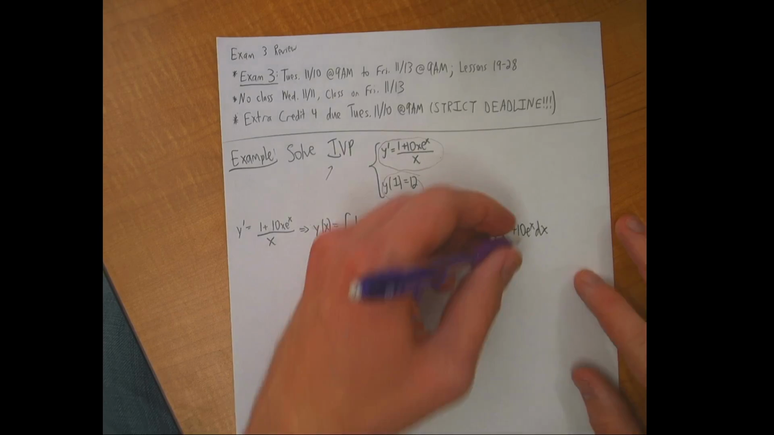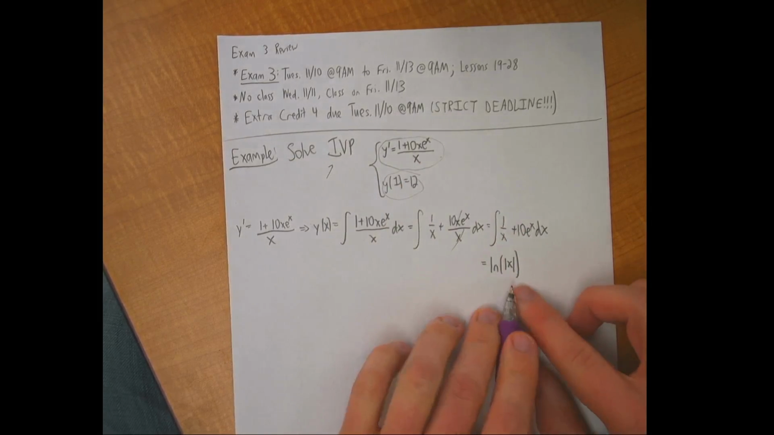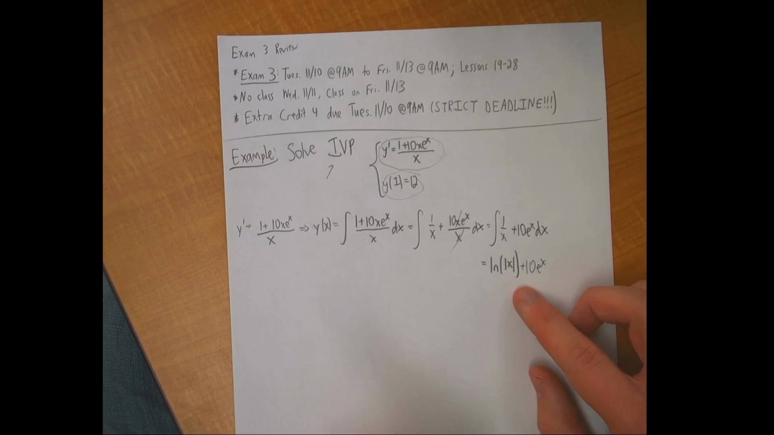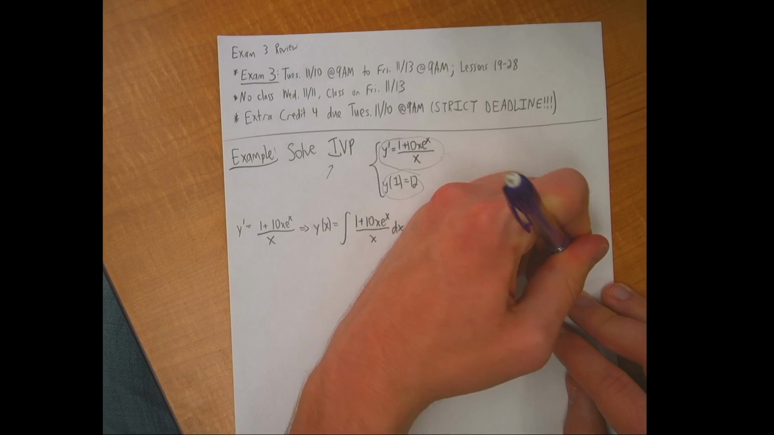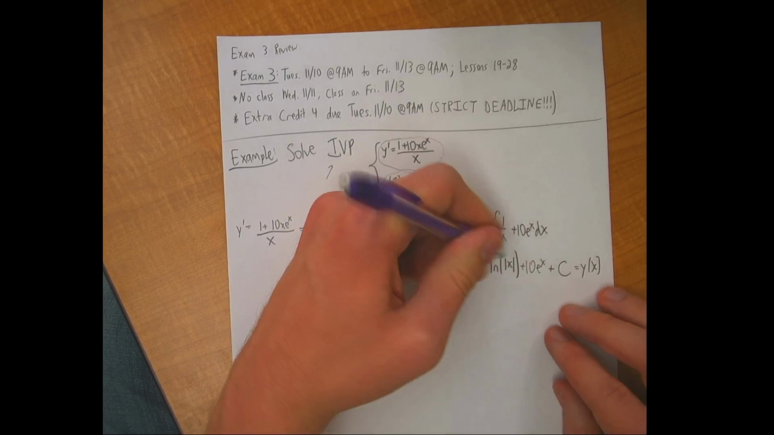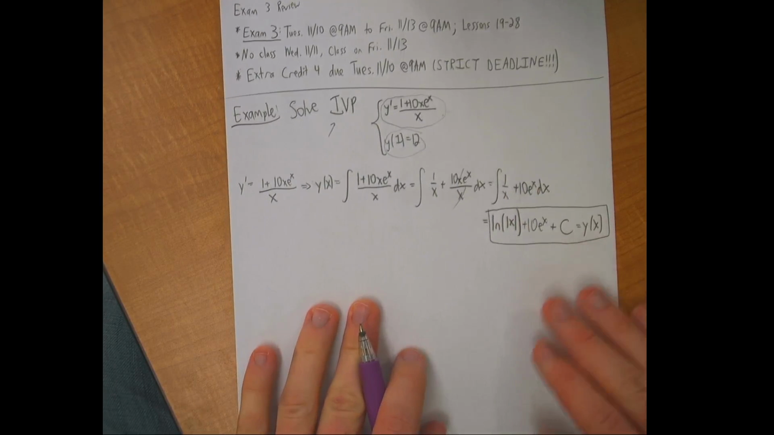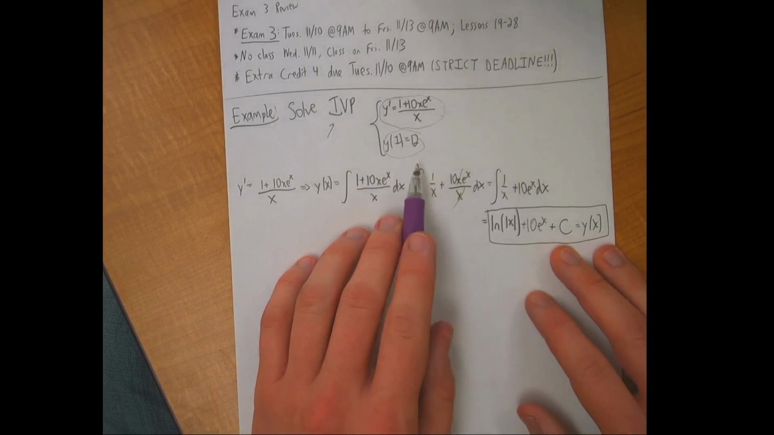ln of the absolute value of x plus 10 e to the x plus 2 plus c. Good. So this will get you your general solution y of x. So that's all fine and dandy, but again, now we've got to figure out what c is, right?